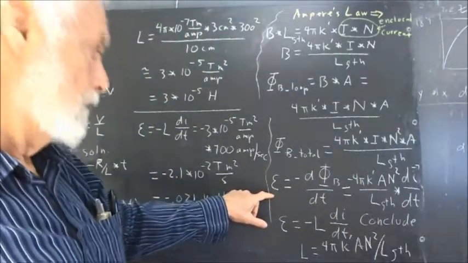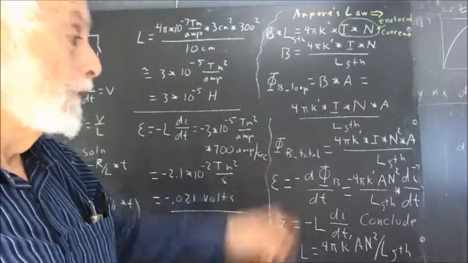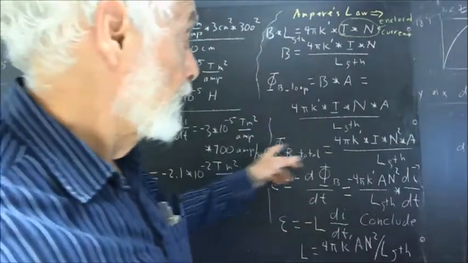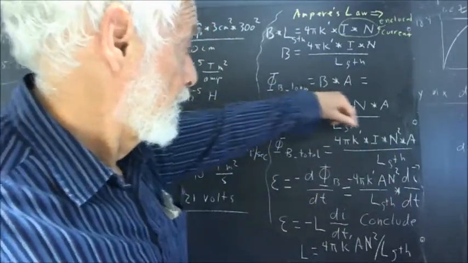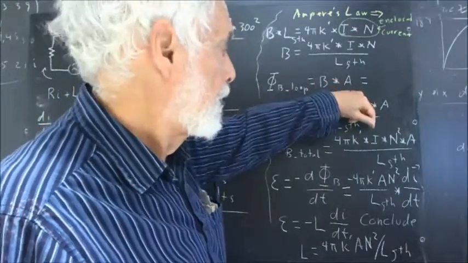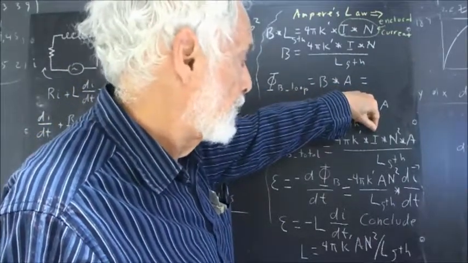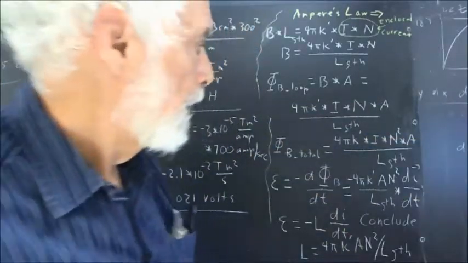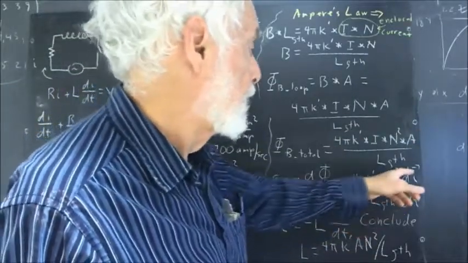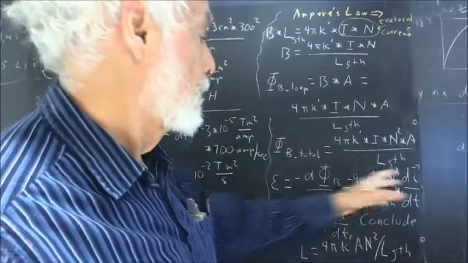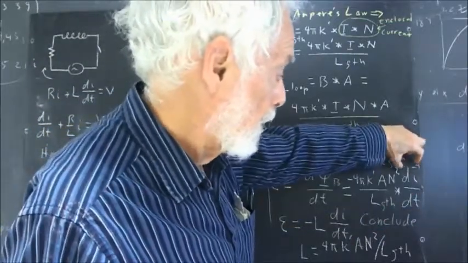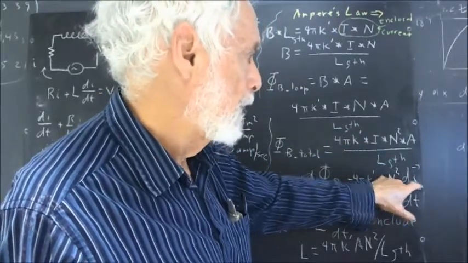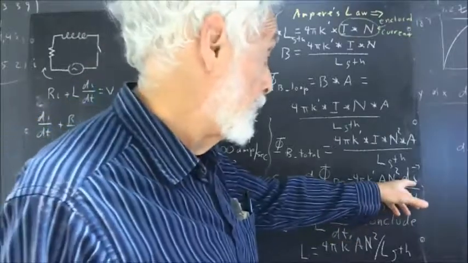The EMF induced in this coil is going to be then the derivative of the flux. And the only thing that can vary is the current. So that if we do the time derivative of this magnetic flux, we can factor out everything except the current, and then we take the derivative of that, and the derivative of the current is di dt, where I've replaced the capital I now with the lowercase i, indicating that we have a time varying current.